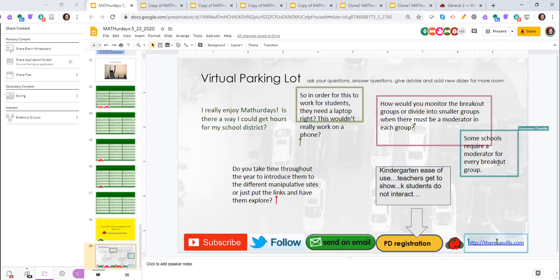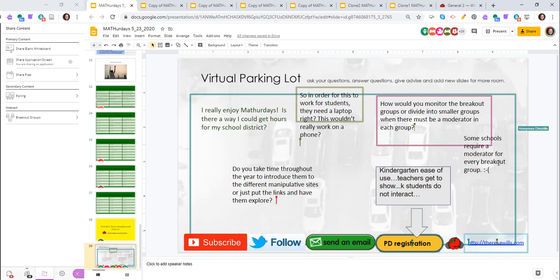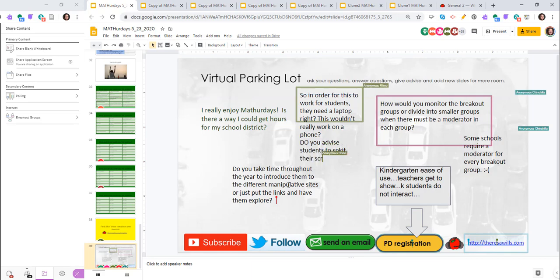Some schools do require a moderator for every breakout room. I encourage you to use your position to talk to leadership about the agency that we give students when they're in different breakout rooms, and to develop the routines that a lot of teachers use when they have small groups in the classroom. And I'm happy to help out with that. Just send me an email if you want to talk some more on it.